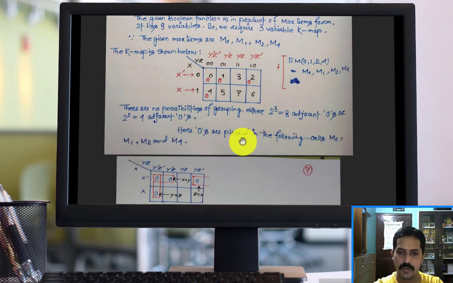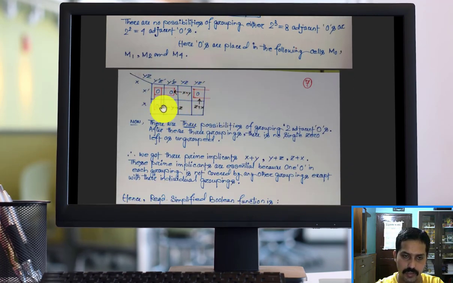So here zeros are placed in the following cells: M0, M1, M2, and M4. So we can make only this way. Whenever we do a single cell group, we have to consider this open. Okay, this is our open. If it is written here, then we have to do it this way, and this will be our open side. But if it is like this here, then the open side will be the outer side. So there are 3 possibilities of grouping 2 adjacent zeros.